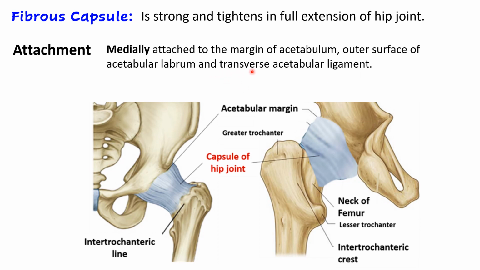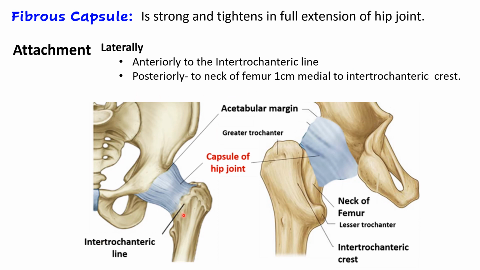So it will be attached also to the transverse acetabular ligament, which bridges the gap between the lower ends of the margins of acetabulum. Now lateral attachment, let us look at the lateral attachment. Laterally it will be attached here onto the femur. So this is the anterior side. So here we can see this is greater trochanter, this is lesser trochanter, right? And between them there is an intertrochanteric line.